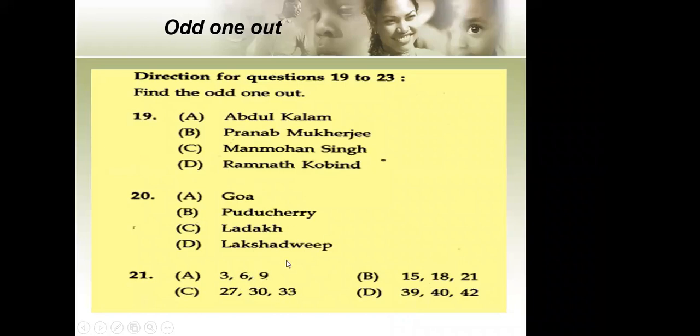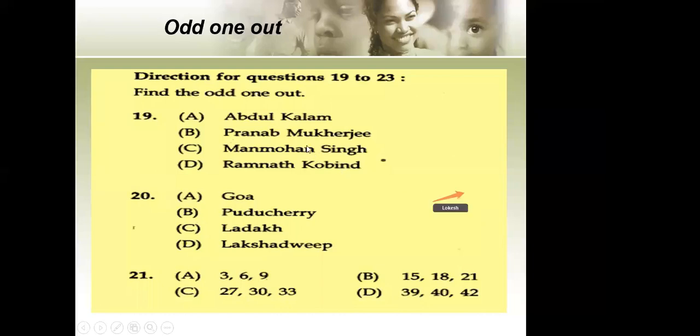Okay, now 3, 6, 9, 15, 18, 21, 27, 30, 33, and 39, 40, 42. If you observe, 3 plus 6, 6 plus 3, 9, and 15 plus 3, 18, 18 plus 3, 21, 3 increases, 27 plus 3, 30, 30 plus 3, 33. But 39 plus 1 is 40, 40 plus 2, 42. So the remaining 3 are increased by 3 units, but in option D there is no uniform increase. The first one is increased by 1, the second one by 2. So it is very clear, and this is the odd man out for the remaining ones.